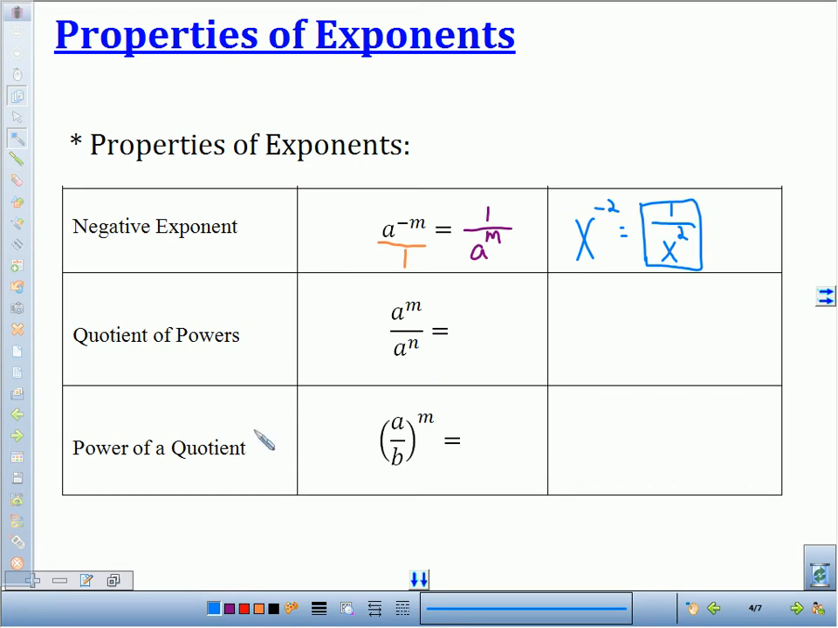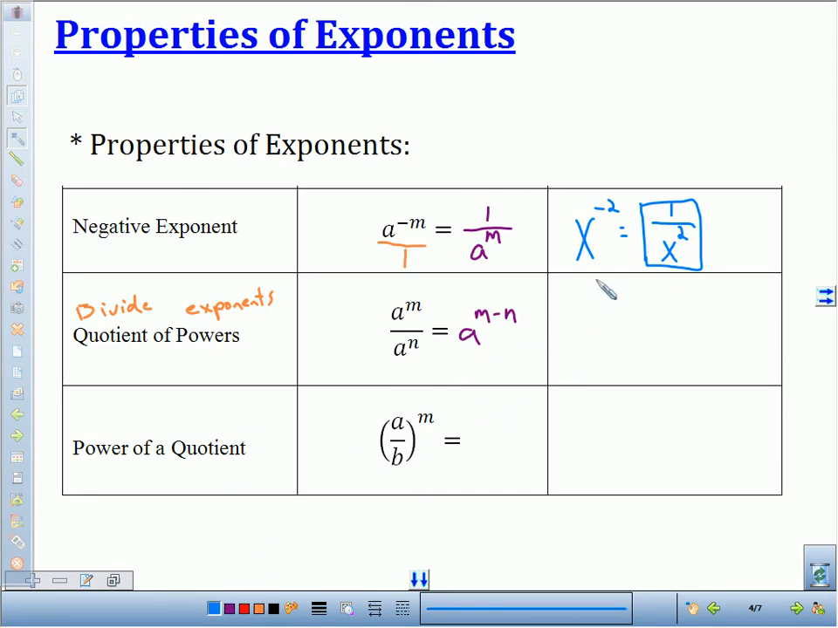The quotient of powers. Now quotient, you should remember, is dividing. So the quotient is divide. If we divide terms with exponents, such as a to the m over a to the n, the result of that would be a to the m minus n. We subtract the bottom from the top, so m minus n.